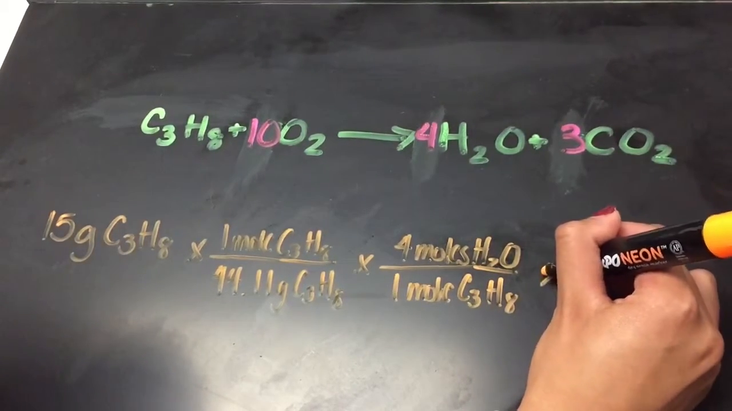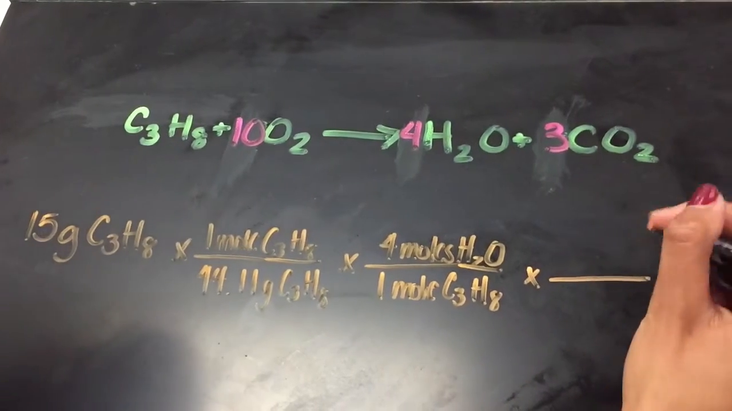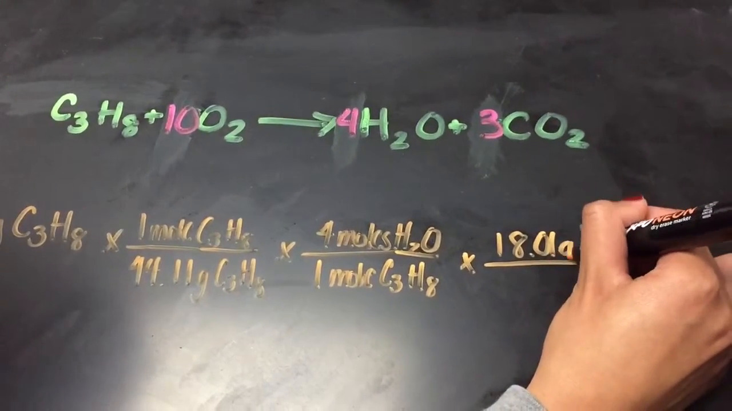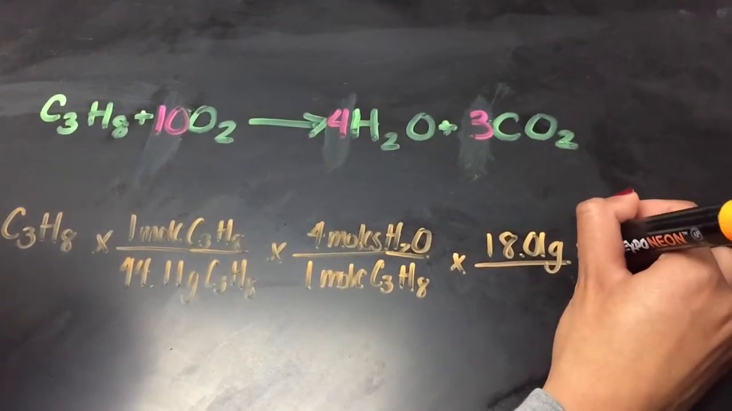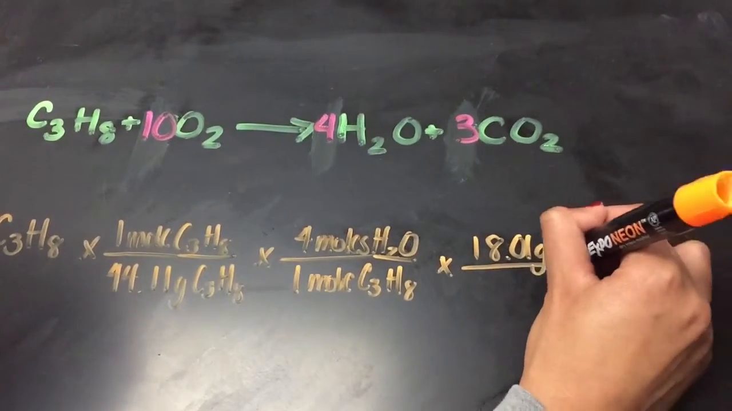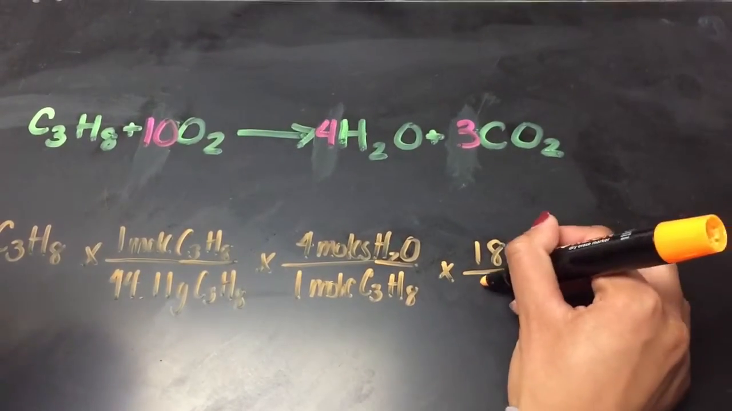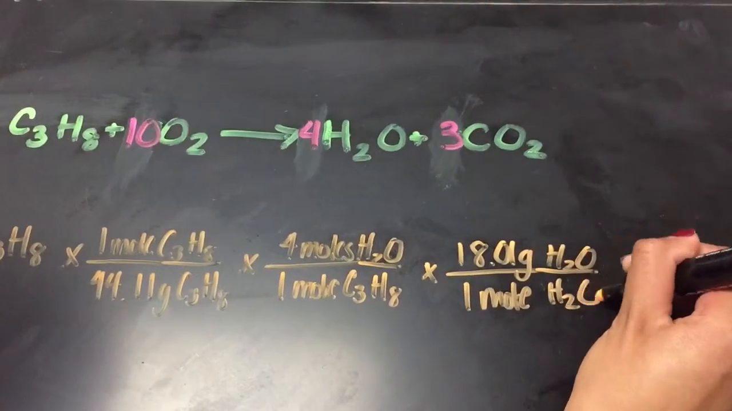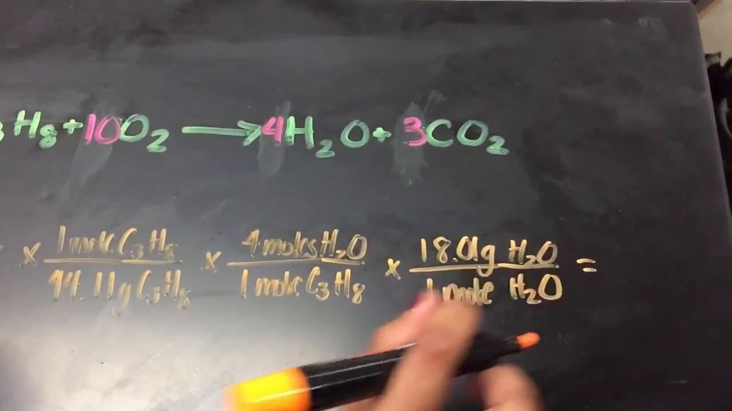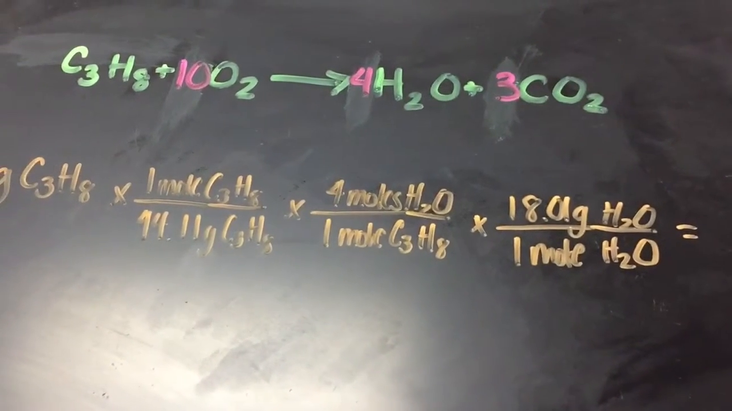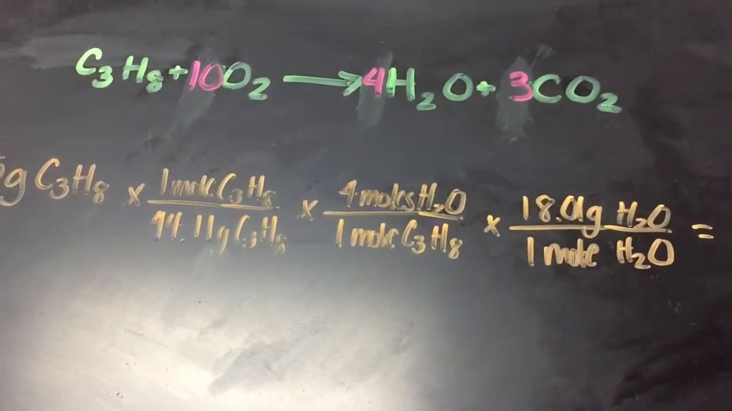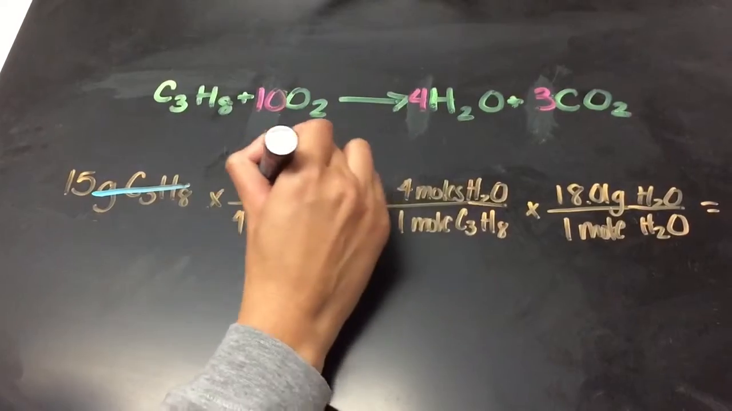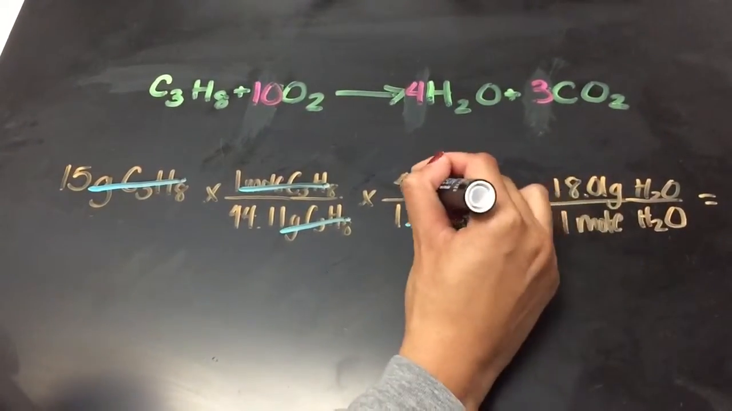The next step is to find the GFM of H2O. Hydrogen has a GFM of 1.01 and oxygen has a GFM of 15.99. Therefore, adding 2 hydrogens and 1 oxygen, we get a final GFM of 18.01 grams. We put this total over 1 mole of water, so it cancels out with the 4 moles on the previous. Now all we have to do is cancel out the units and multiply and divide the numbers.